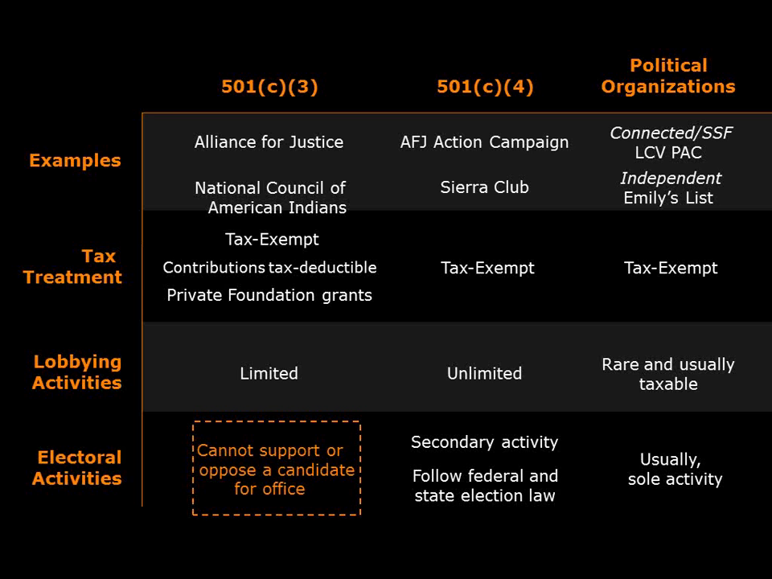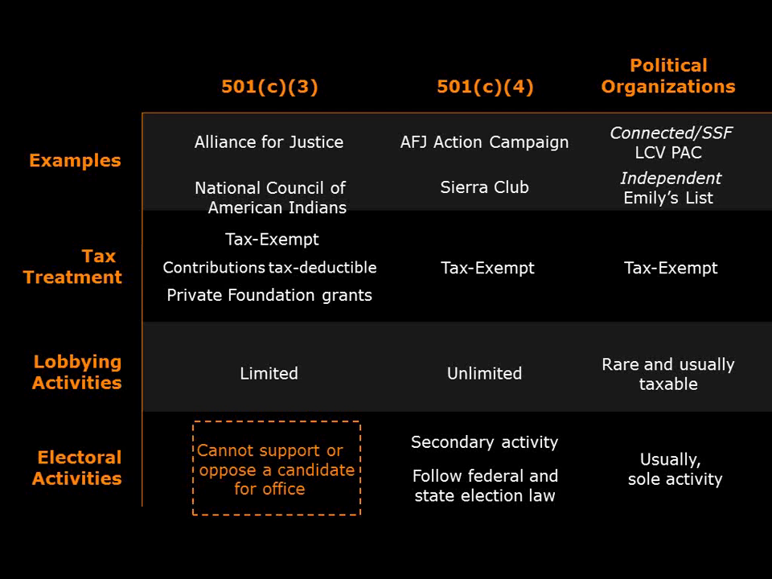Now, 501c4s can do all the activities that a C3 can do and then some. 501c4 organizations can lobby to an unlimited extent. 501c4 organizations can support or oppose candidates as long as it is not the primary activity of the organization.